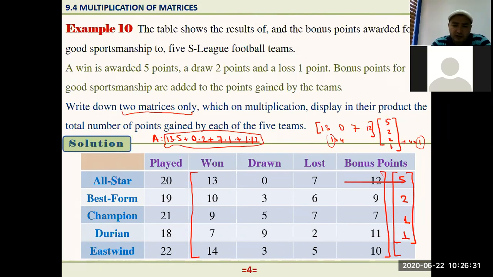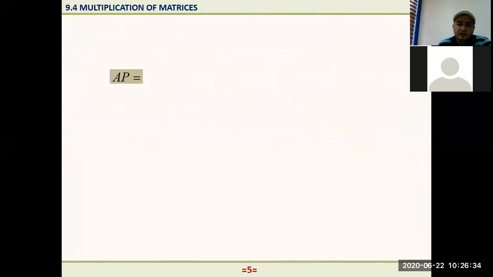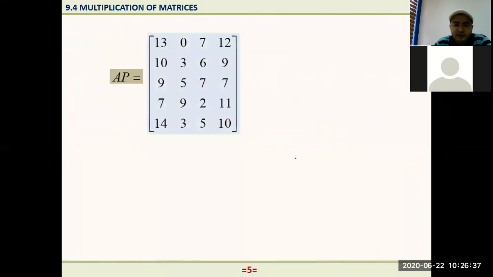You should understand this, and after that, your multiplication here, that is A times B, where A is our matrix. These are the scores earned. I mean, it's about All-Star. They won 13 games, drew 0, and lost 7, with additional bonus points 12. The second team won 10, drew 3, lost 6, and additional points 9. Now, the second matrix is 5 points for each win, 2 points for a draw, 1 point for a loss, and the additional point as bonus.